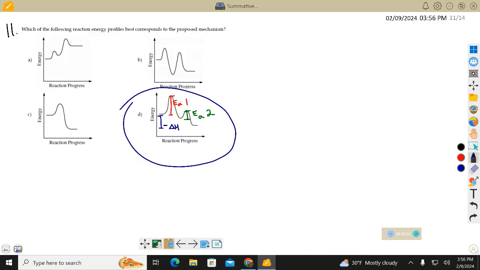So I want a two-step mechanism that's exothermic, so not A. A would show that the products are at a higher energy level. Not that one. My product should be lower, and the activation energy for step 1 should be higher than step 2. So something like D. In choice B, here's the activation energy for step 1, but then here's the activation energy for step 2. Step 2 would have been the slower step if something like B were correct. So choice D for the win.